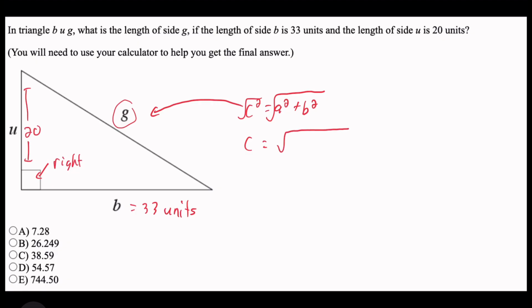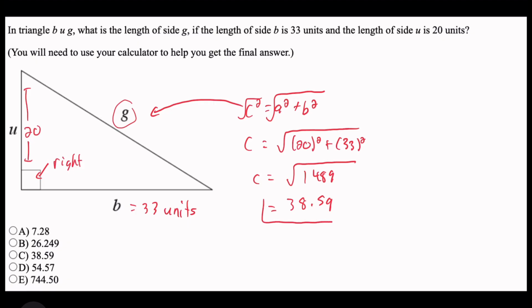In this case, it doesn't matter which one we label as a or b, but we could say that it is 20 squared plus 33 squared. And then if you take the root, that gives us a total of about 1489. And so the square root of 1489 is about 38.59, which in this case would give us option C over here.